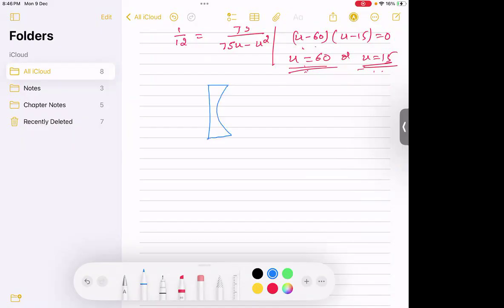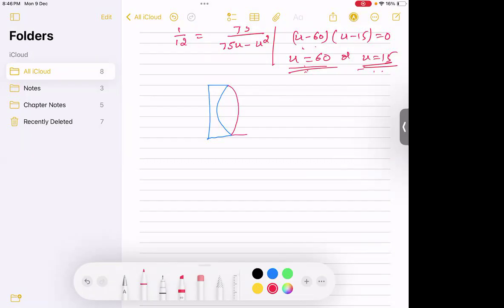It is what type of lens? Plano concave lens. This is plano concave. One more plano concave is there. That another plano concave is in contact, right? Concave surfaces are in contact. So this is one more concave surface.